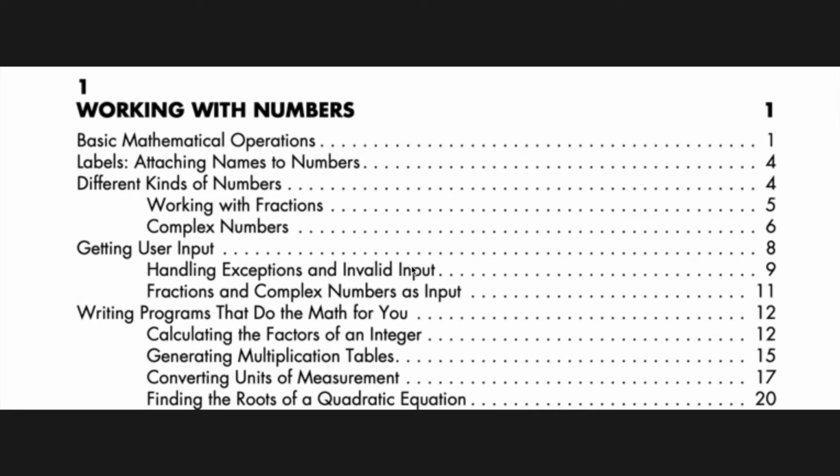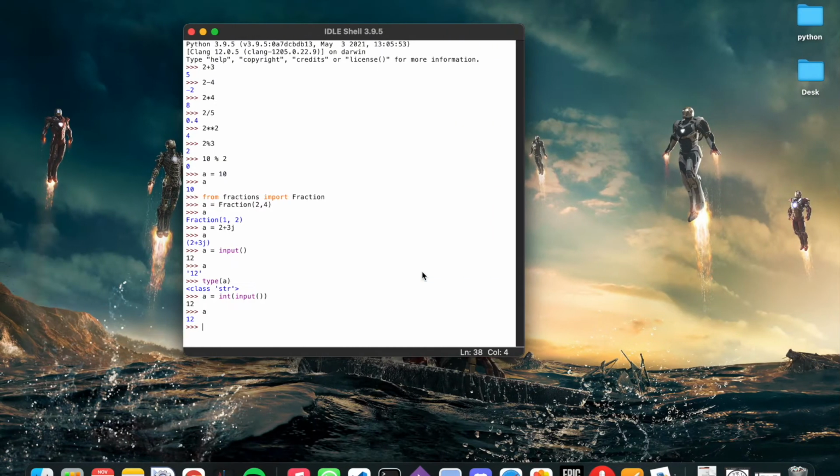Handling exceptions and invalid input. How to handle exceptions, right? If I want to handle exceptions, I have to use the try and except keywords. Let's say in the try block I can say, if anything goes wrong in the try block, it will execute the except block, right? Now let's say a is equal to float of input of enter a float.